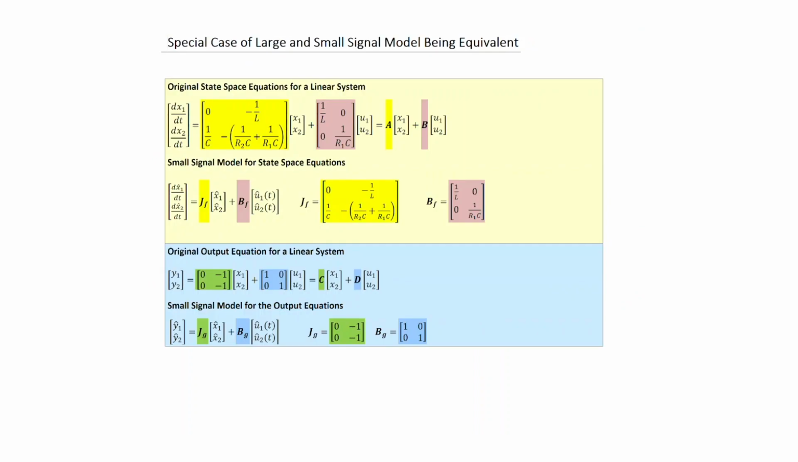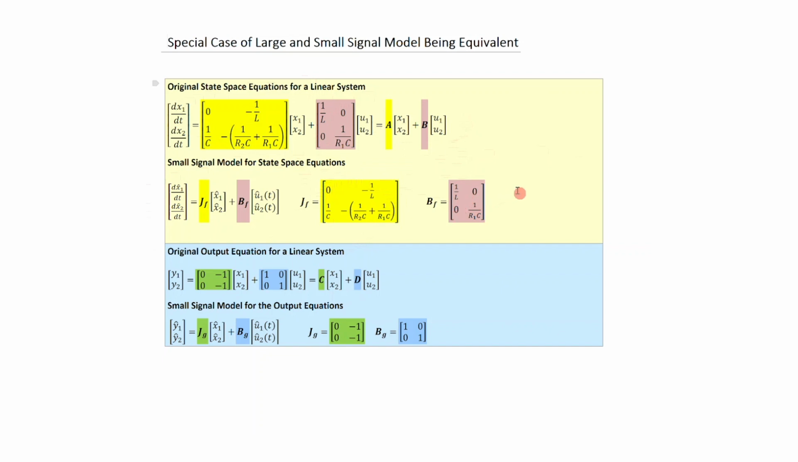All right, so just a general question of interest, the special case of large and small signal model being equivalent. Sometimes the small signal model and large are equivalent to each other, which is the case if you're dealing with linear systems, because they're exactly the same problem. So the original state space equations for the linear system looked like this. The small signal model for state equations looked like this. But look at the matrix for JF versus the original matrix. They're the same. Similarly, this matrix and this are the same.